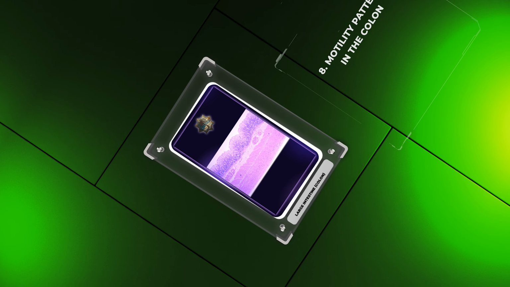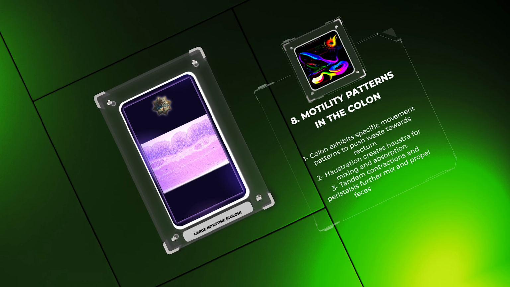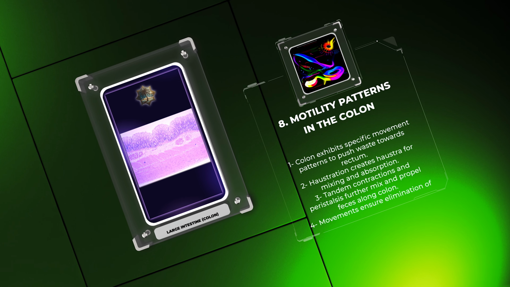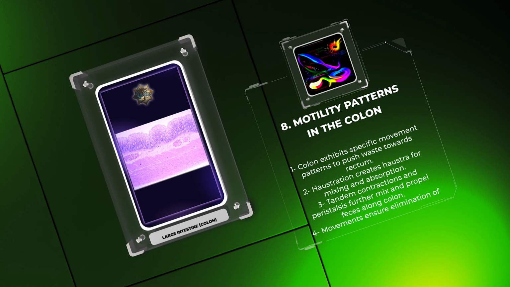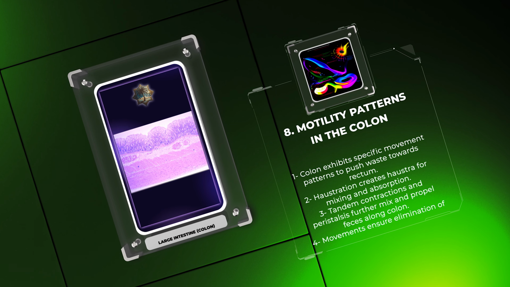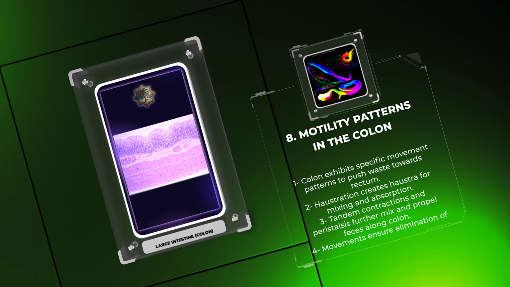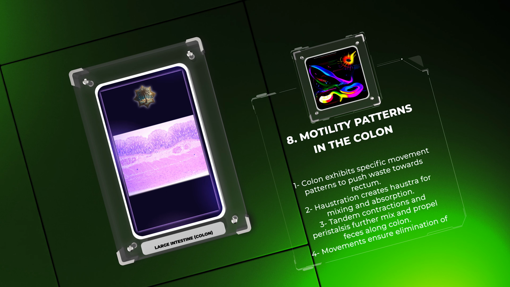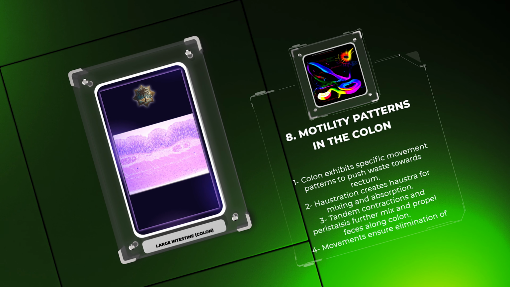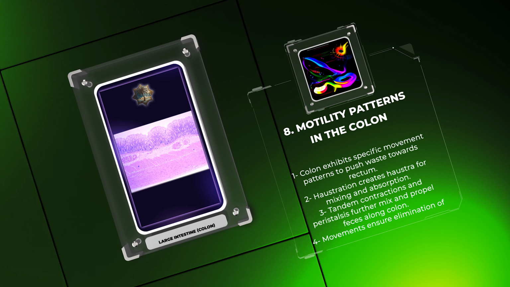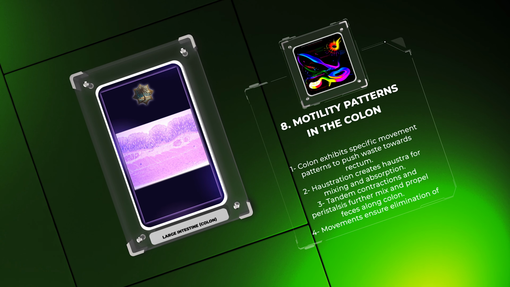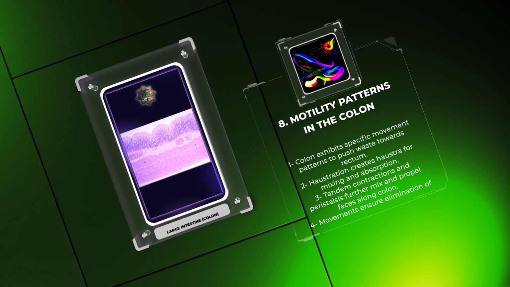The large intestine, specifically the colon, has specific movement patterns that help push waste towards the rectum. These patterns include haustration, which creates haustra and aids in mixing and absorption. Mixing movements called tandem contractions occur between segments of the colon, further mixing feces. Propulsive movements like peristalsis and mass movements push feces along the colon towards the rectum for elimination.